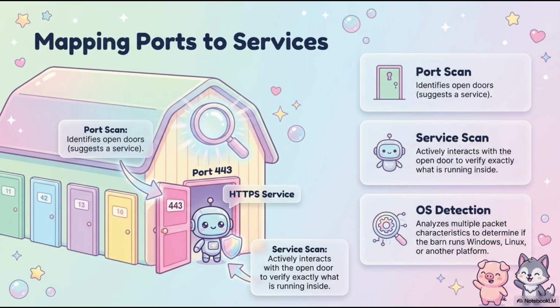A port scan identifies open ports on a system, and each open port suggests a corresponding service. For example, if port 443 is open, it typically indicates HTTPS is running on that host. A service scan goes further by actively interacting with the service to verify what is actually running on that port. Operating system detection analyzes multiple packet characteristics to determine whether the system is running Windows, Linux, or another platform.